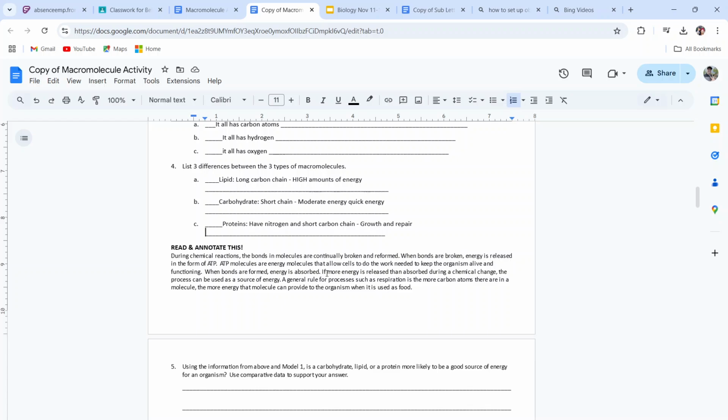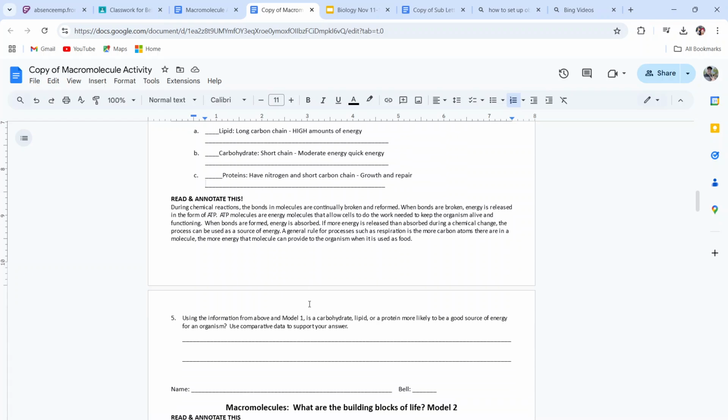So, if we take a look at this description here, the main thing that we have to keep in mind is that the more carbon atoms that you have, the more energy you're going to be able to get out of it. So using this information from Model 1, is a carbohydrate, a lipid, or a protein more likely to be a good source of energy for an organism?